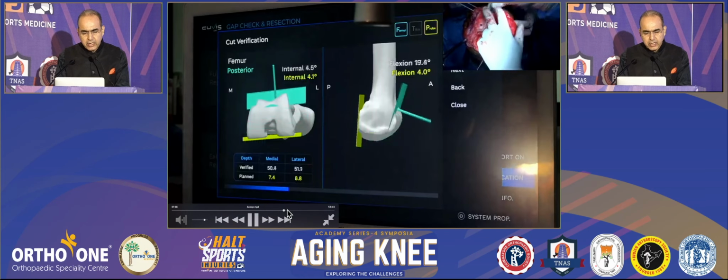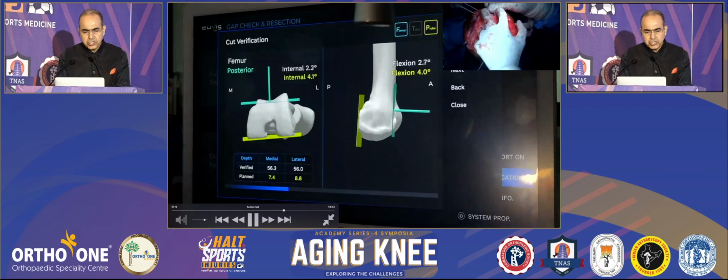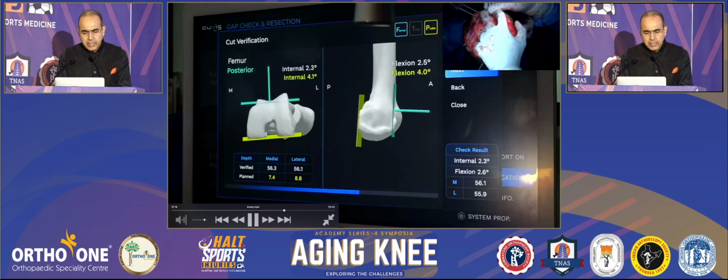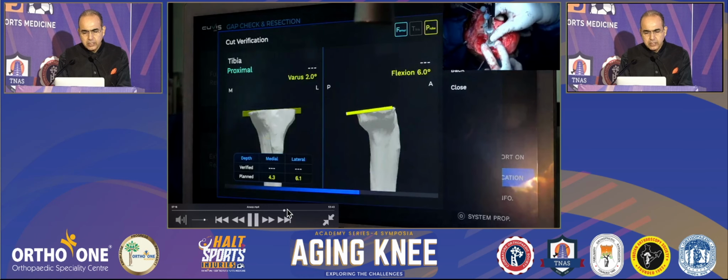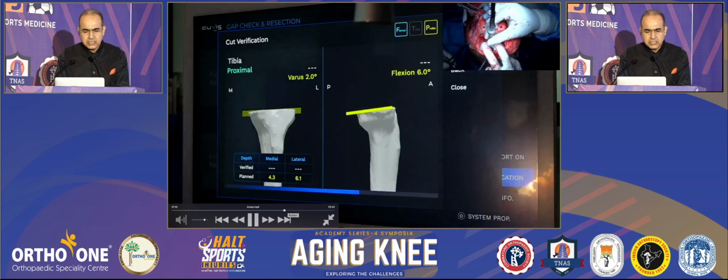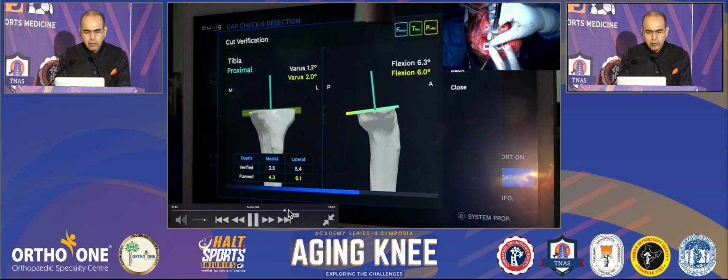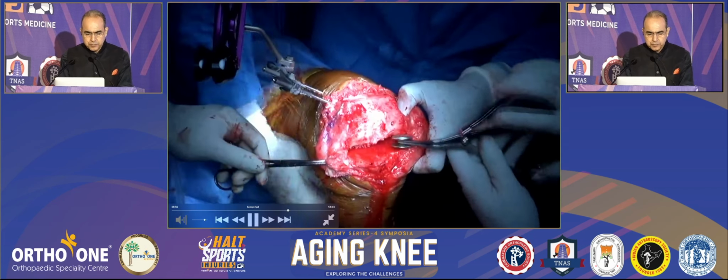And then we check all the cuts. So you can see that rotation is 3 degrees internal and flexion is 3 degrees, exactly the way we planned. And so is the tibia cut. You can see the tibia cut is also in about 2 degrees varus. We can increase the varus if we are tight medially, but avoid any ligament release.